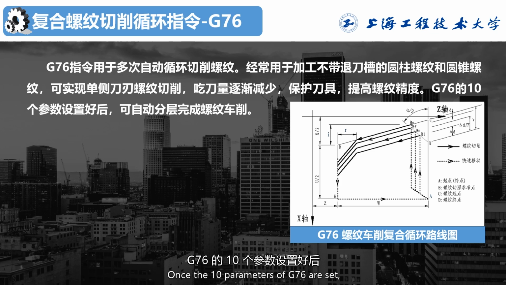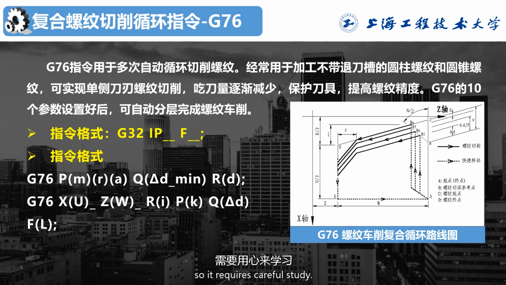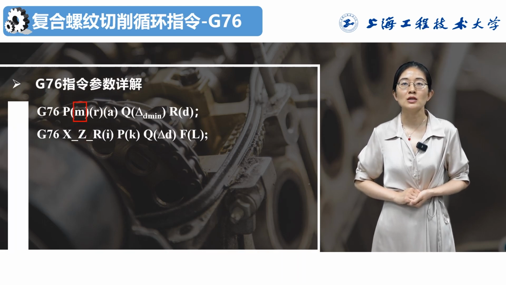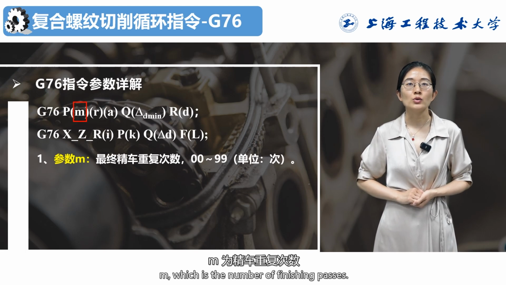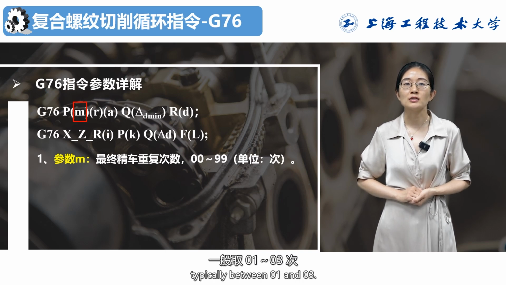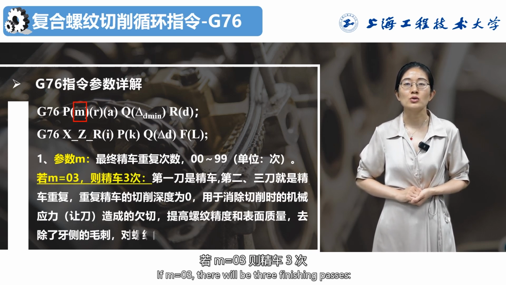Once the turning parameters of G76 are set, the thread turning is completed automatically in layers. There are many parameters to remember, so it requires careful study. Let's first look at the first parameter, m, which is the number of finishing passes. It must be entered as a two-digit number, typically between 01 and 03. If m is equal to 03, there will be three finishing passes.